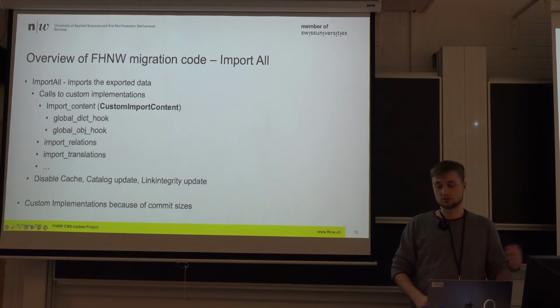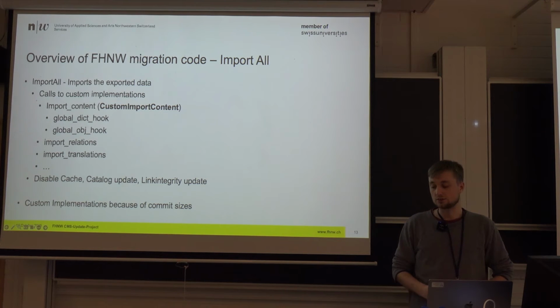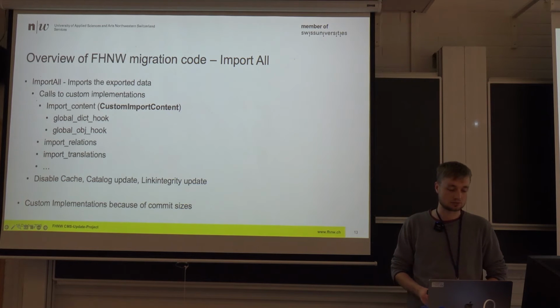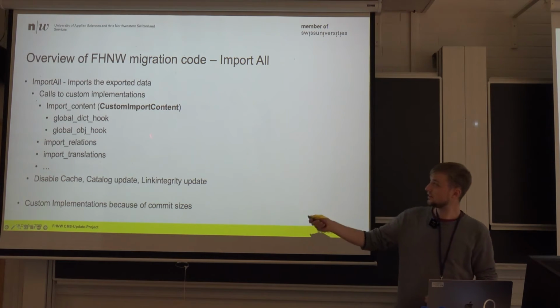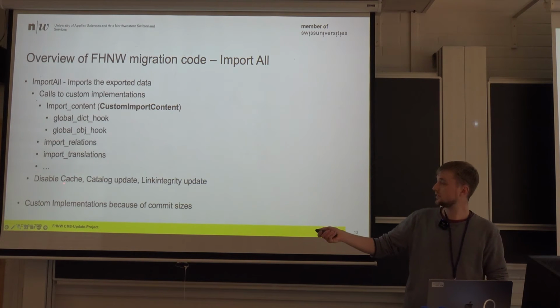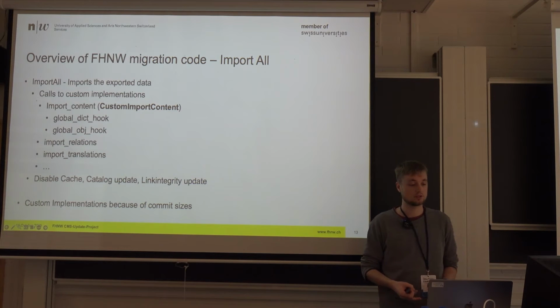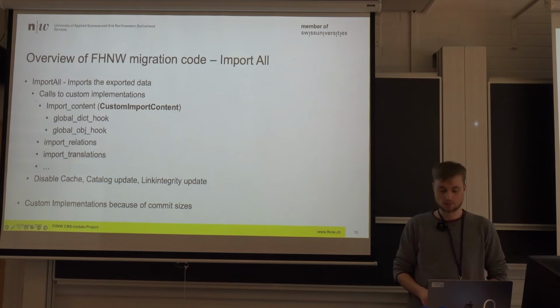We also had some minor customizations in the relations and teeny tiny customizations to the other views because, as you saw in the visualization before, we imported directly into the PostgreSQL database. And as we had the limits with the transaction sizes there, we just did this in batching, right? And this was not implemented in collective.exportimport. And besides all this I mentioned already, there's also disabling cache, catalog updates after calling all these views, and link integrity updates going on.